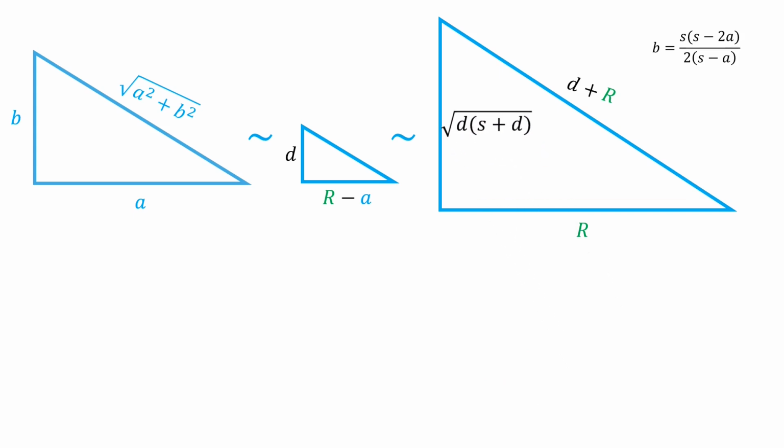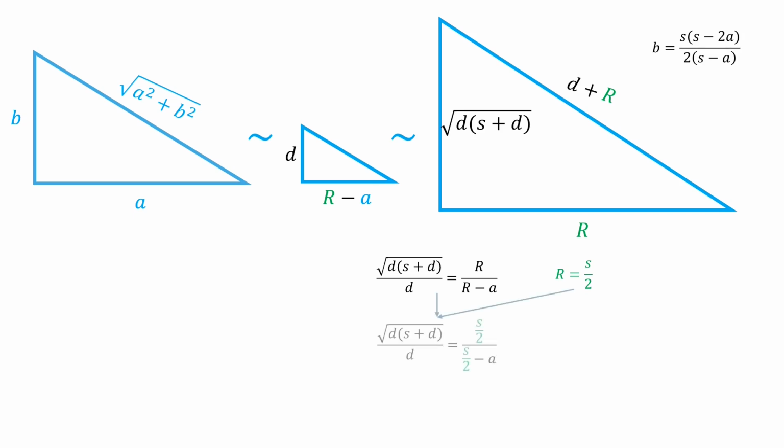We can write down this proportionality from the second and third triangles. And let's solve it for d. Again, r is s by 2, and plugging this in we get this. Now simplify that compound fraction.